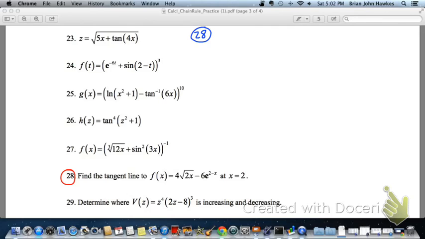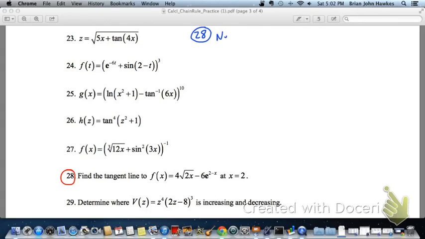Alright, so the only real application problem from any of these problems that we've done so far today is this number 28. So I'm going to do that one, finding the equation of the tangent line. That's what it means when it says find the tangent line: find the equation of the tangent line to this curve at that x value. Okay, so what do we need? Let's think about that first.